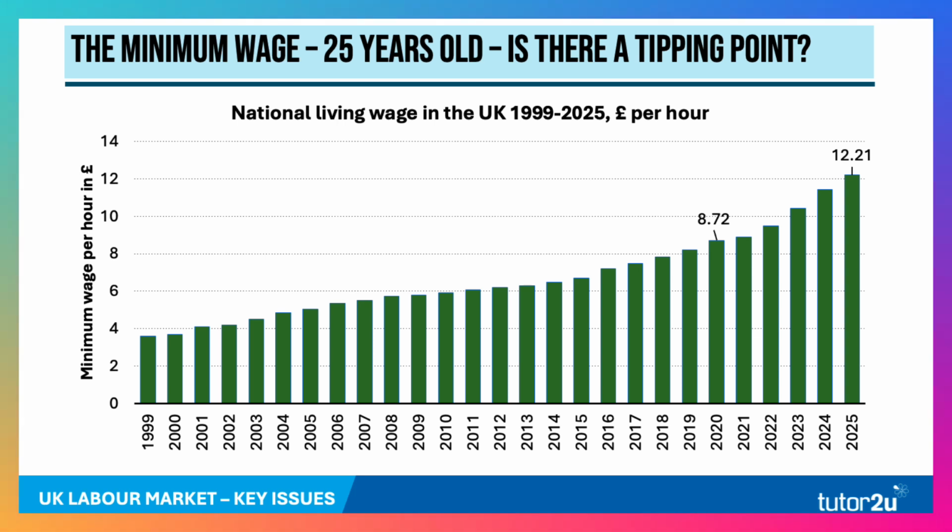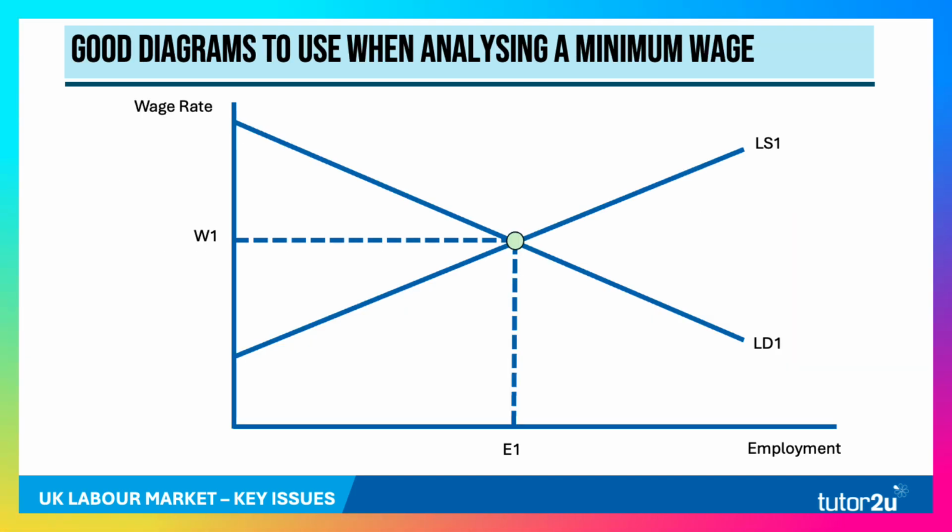And the overall living wage, it's not a living wage, but it's called the National Living Wage by the government, that again has gone up from £8.72 for adult workers to £12.21 from the spring of 2025. So clearly the minimum wage is a very topical issue.